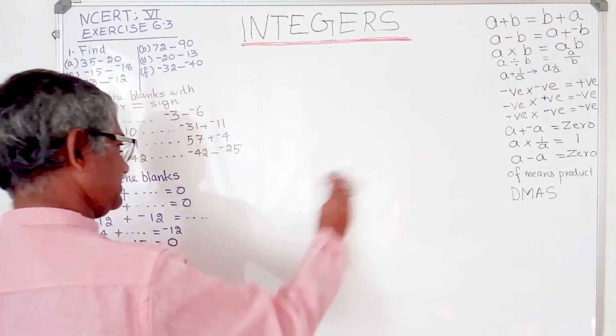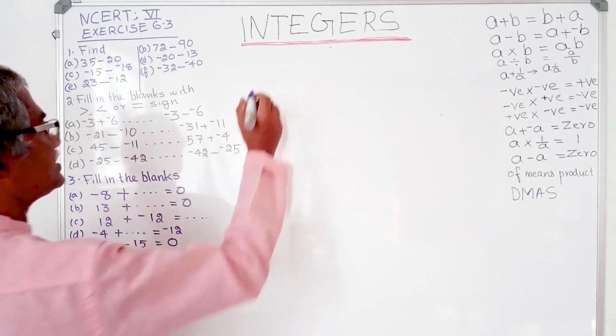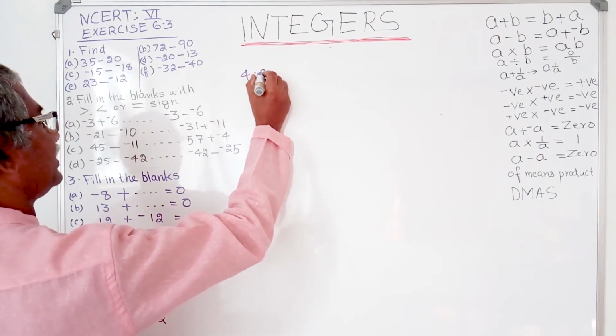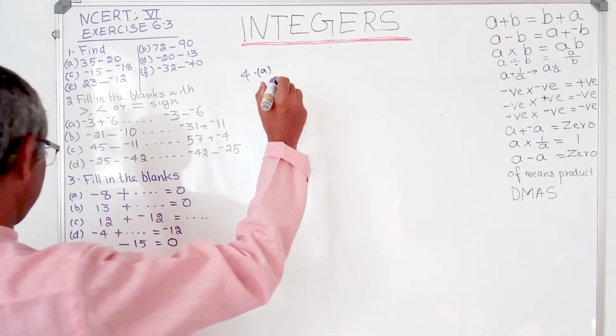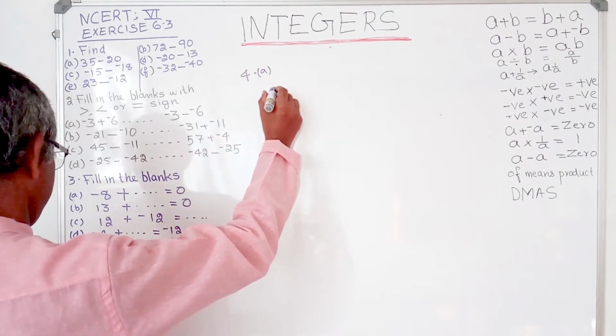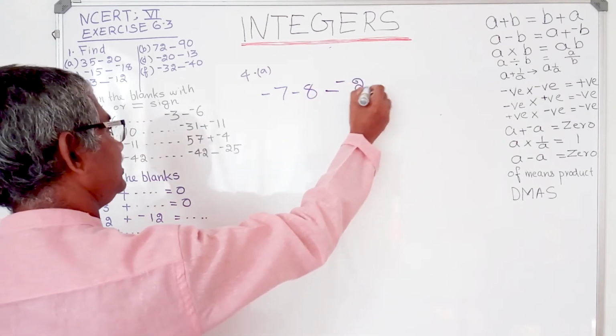Next 3-4 questions are actually more solid. This type of question we need to answer. Question number 4. First one, A. Find the answer or simplify: negative 7 minus 8 minus negative 25.